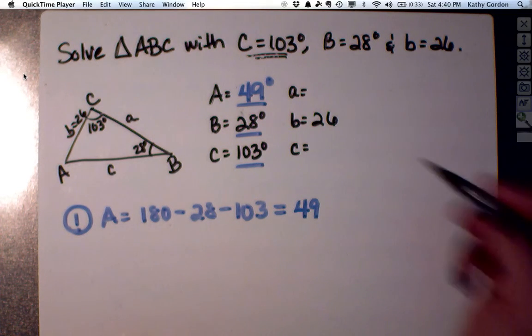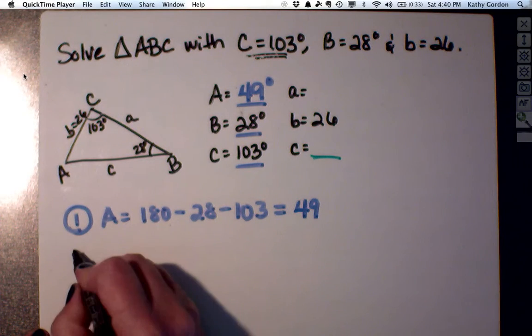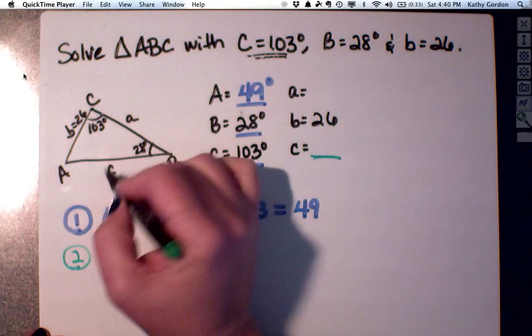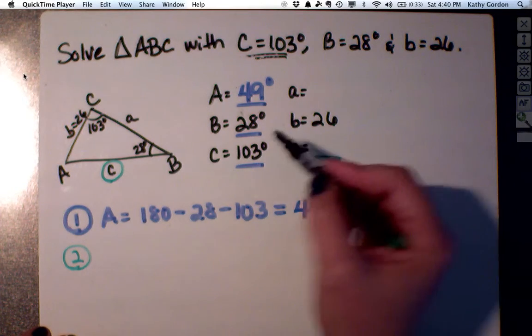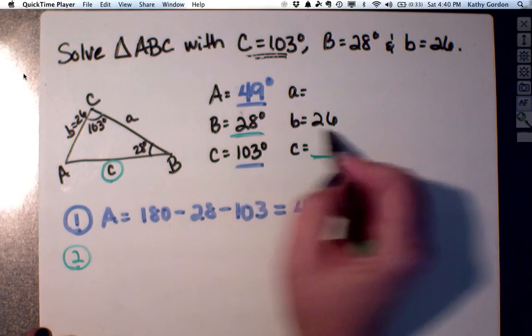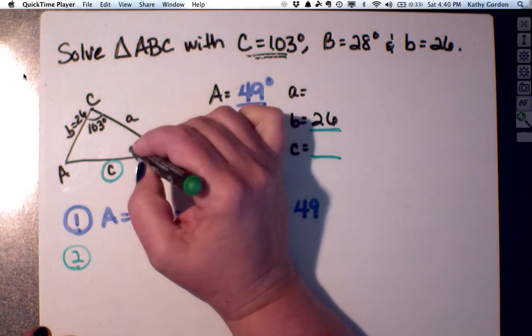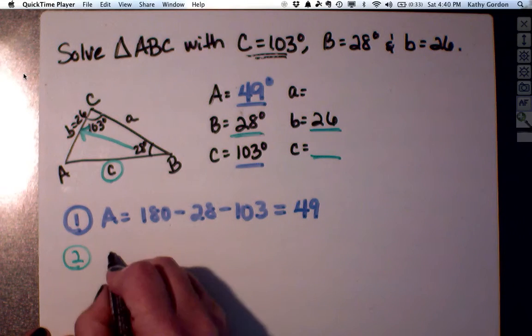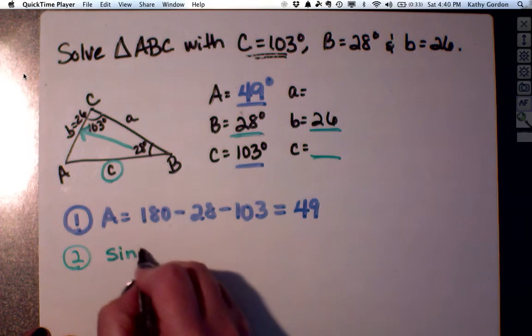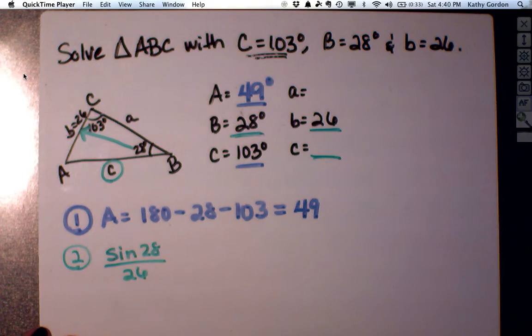Now let's look at one of the sides. Let's start with side C. For side C, right here, we can use the law of sines because we already have an angle and a side that are across from each other. So this angle and this side being across from each other allows us to set up one ratio in which we already know the measurements.